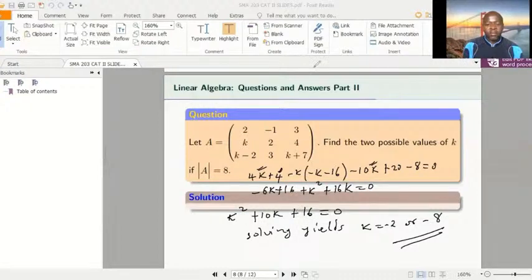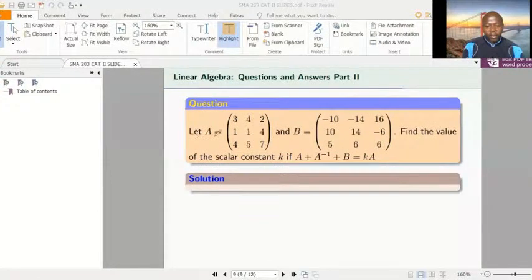Let's look at the next question. Now, this is a very simple question here. You're given matrix A, given matrix B, and then you have to find k. If matrix A plus the inverse of A plus B would give you kA, the only thing to determine here is just A inverse. The rest are very simple. Just add the matrices. So we find the A inverse.